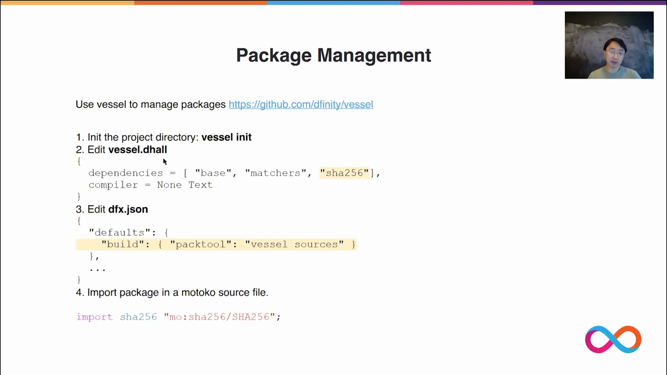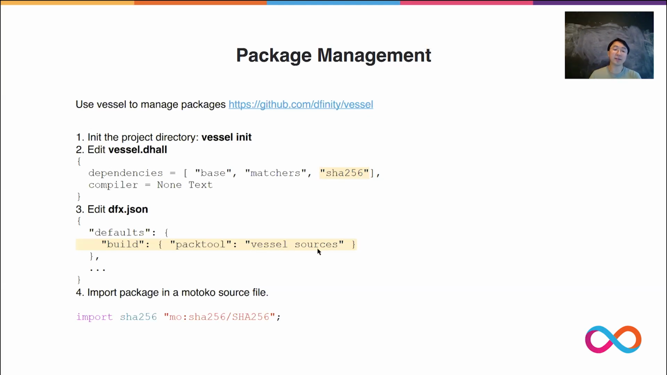So you just need to create a vessel configuration file, which is created by vessel init. It creates 2 files, and you can edit one of them to include the package you want to use. Here is SHA-256. And then you have to edit your dfx.json to say, well, when I build my Motoko program, I want to pass some extra flags.